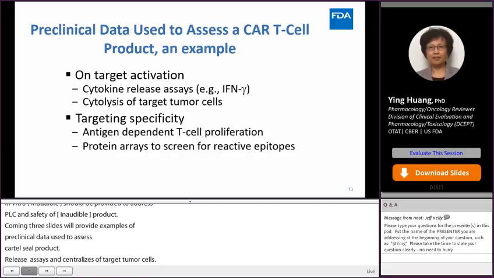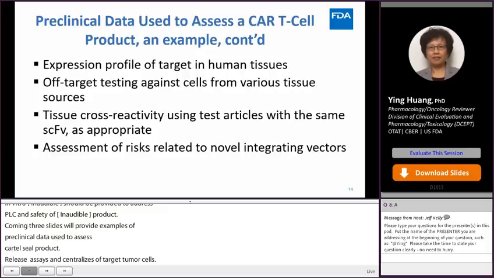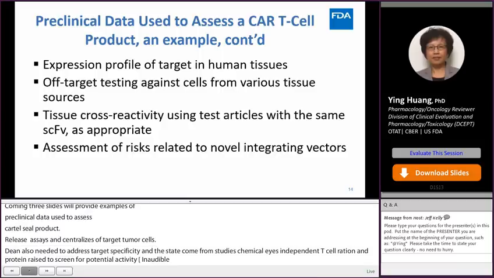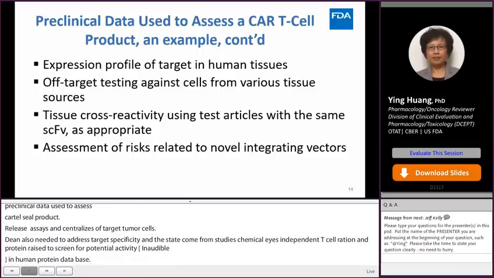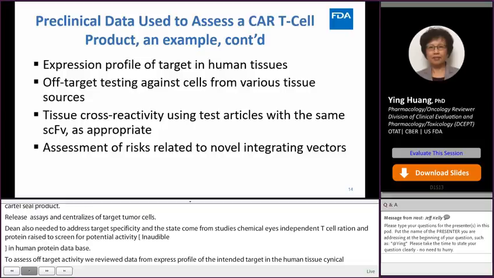This data may come from studies to characterize antigen-dependent T cell proliferation and protein arrays to screen for potential reactive epitopes in a human protein database. To assess off-target activity, we will review data from expression profile of intended target in the human tissues, in silico analysis to predict the potential off-target sites, and in vitro off-target testing against the cells from various non-target tissue sources.